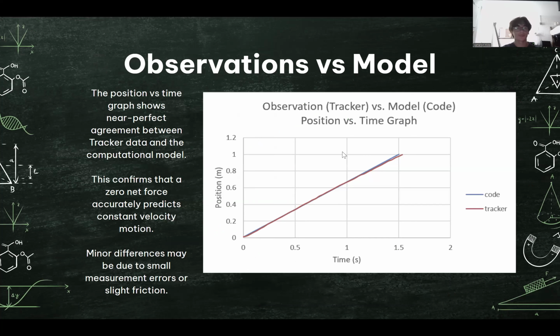Now we are on to the comparison of observation versus model, where we compare the computational model to the Tracker data. And now we can see near perfect agreement. The model produces a straight line, and the observed points fall almost exactly on top of it. Minor differences may appear, and this is mainly due to the errors that we will discuss in the coming slides. But effectively, we can conclude that we can use physics to predict real-life motion.